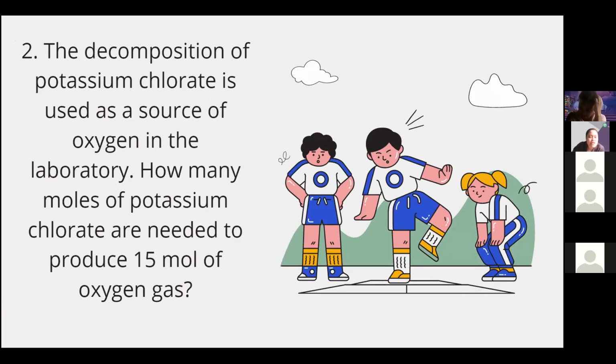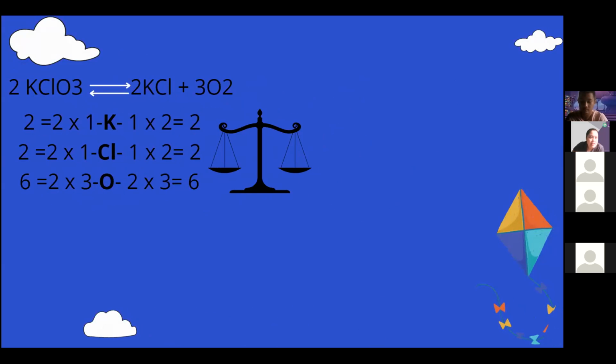The decomposition of potassium chlorate is used as a source of oxygen in the laboratory. So, how many moles daw of potassium chlorate are needed para makaproduce tayo ng 15 moles of the oxygen gas? Let me see your equation. This one is decomposition. So, you will only have one reactant. You have potassium chlorate decomposing to potassium chloride plus the oxygen.